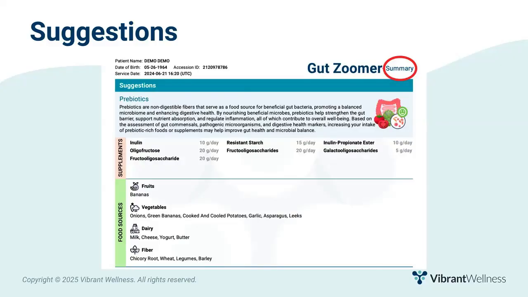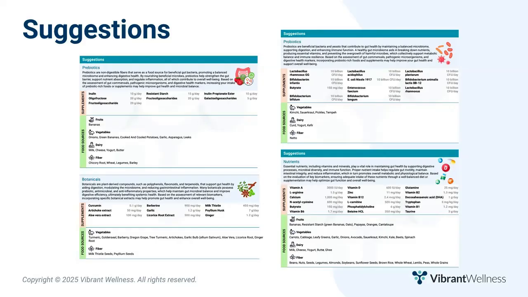Finally, the gut zoomer summary ends with personalized management plan suggestions based on patient results. These customized interventions include dietary modifications, probiotics, prebiotics, nutrients, and botanicals for effective gut restoration. The comprehensive report supports personalized care based on detailed results, ensuring optimal gut health.